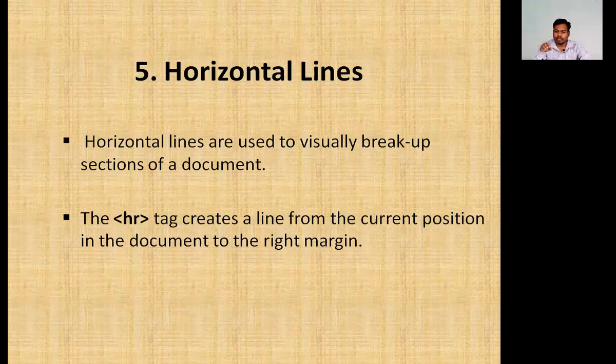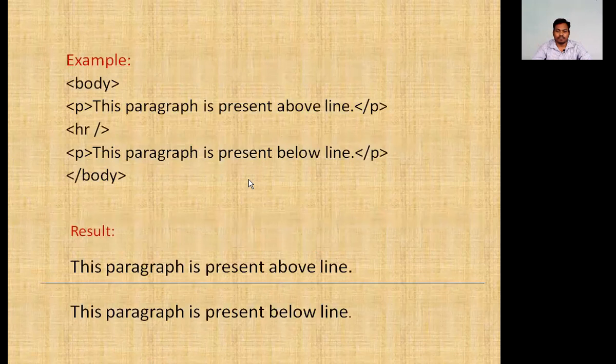So all these horizontal lines are drawn using the horizontal tags, right? The HR tag creates a line from the current position in the document to the right margin. Let us see an example of it.